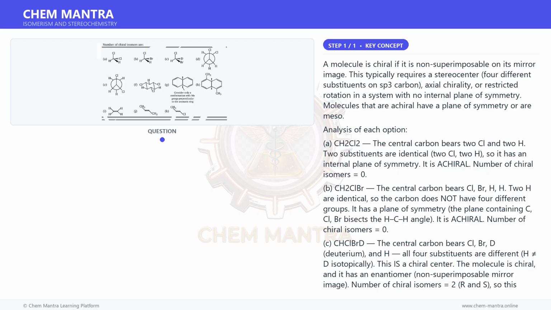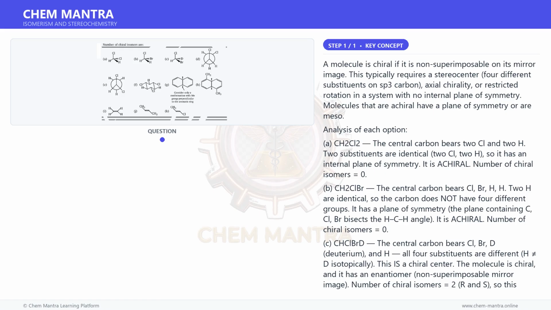Count yes. I. Ethylene, H2C=CH2, no stereocenters, has a plane of symmetry. Achiral. Number of chiral isomers equals 0. J. 2-butene, CH3CH=CHCH3, has E/Z isomers, geometric isomers, but no chiral centers. Both E and Z isomers have planes of symmetry. Achiral. Number of chiral isomers equals 0.